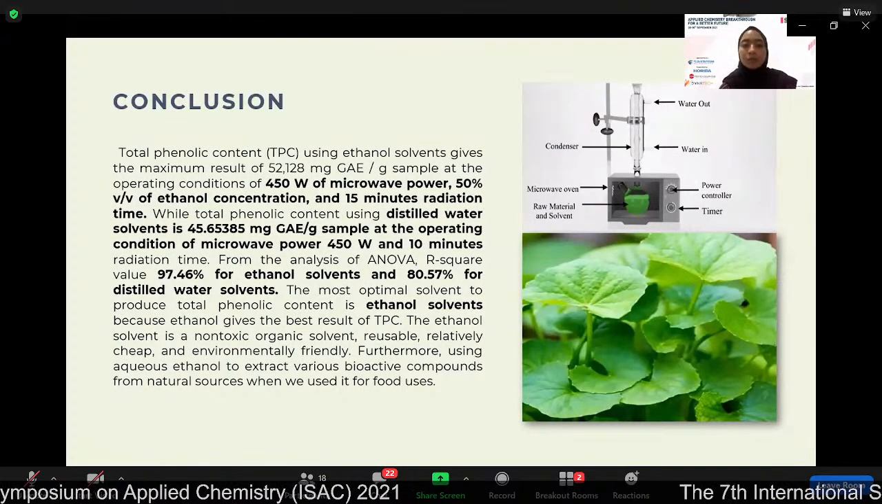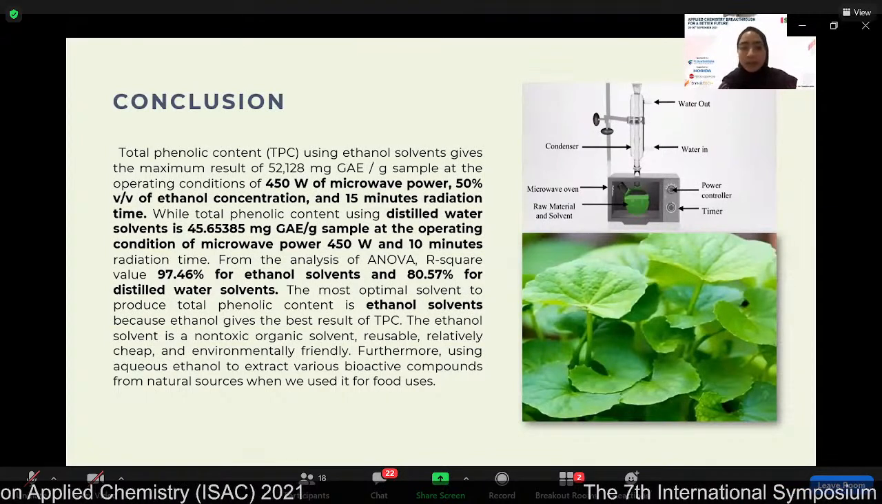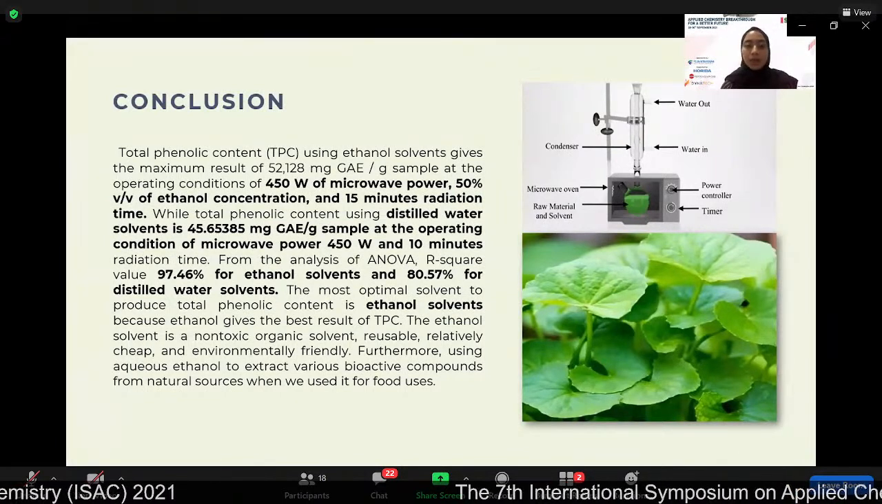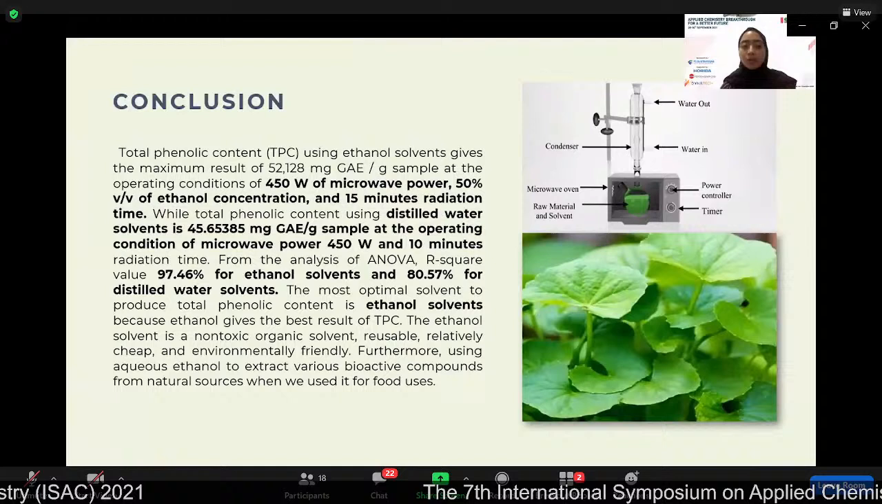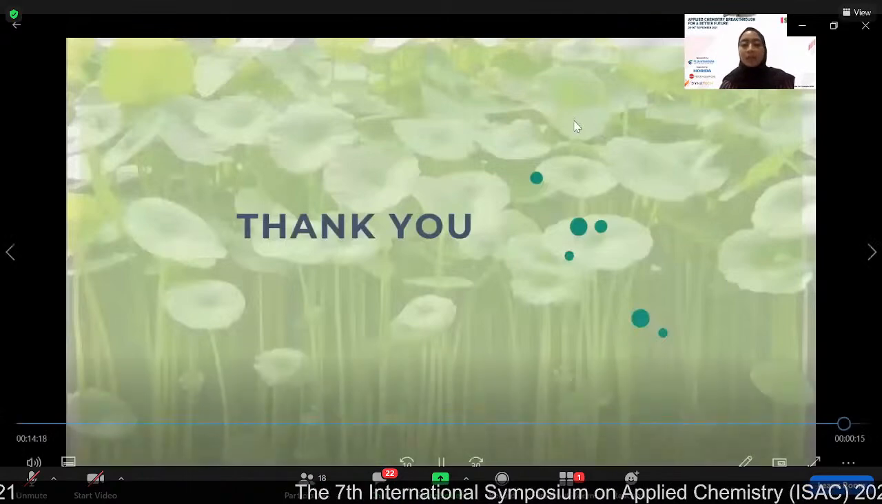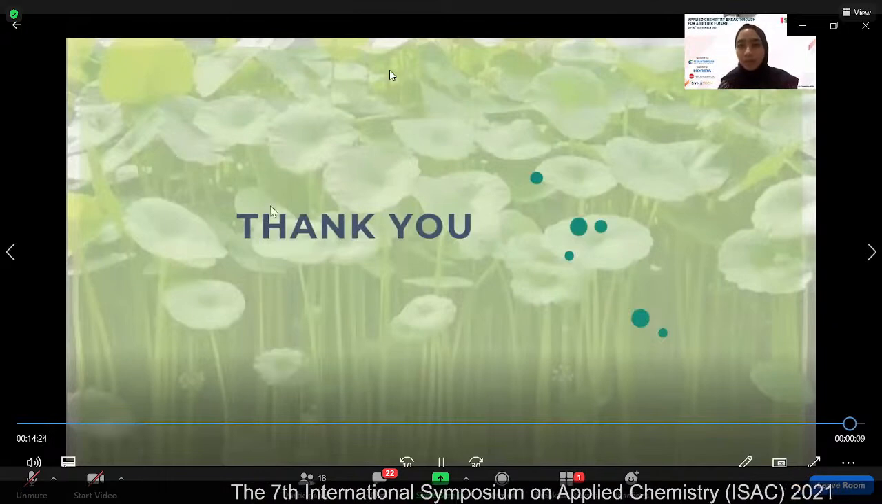And the most optimal solvent to produce the phenolic content is ethanol solvent. This is because ethanol solvent gives the best result of total phenolic content. The ethanol solvent is a non-toxic organic solvent, and it is reusable, relatively cheap, and also environmentally friendly. Furthermore, we can use aqueous ethanol solvent to extract various bioactive compounds from natural sources for food uses. And this is the last of our presentation. Thank you for your attention, and wassalamualaikum warahmatullahi wabarakatuh.